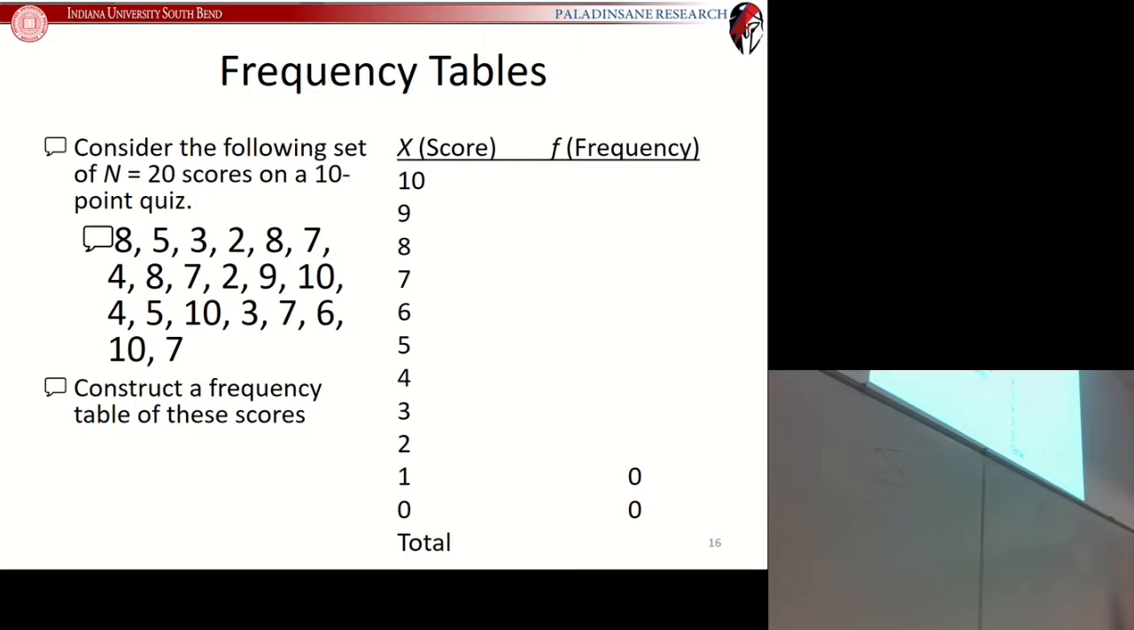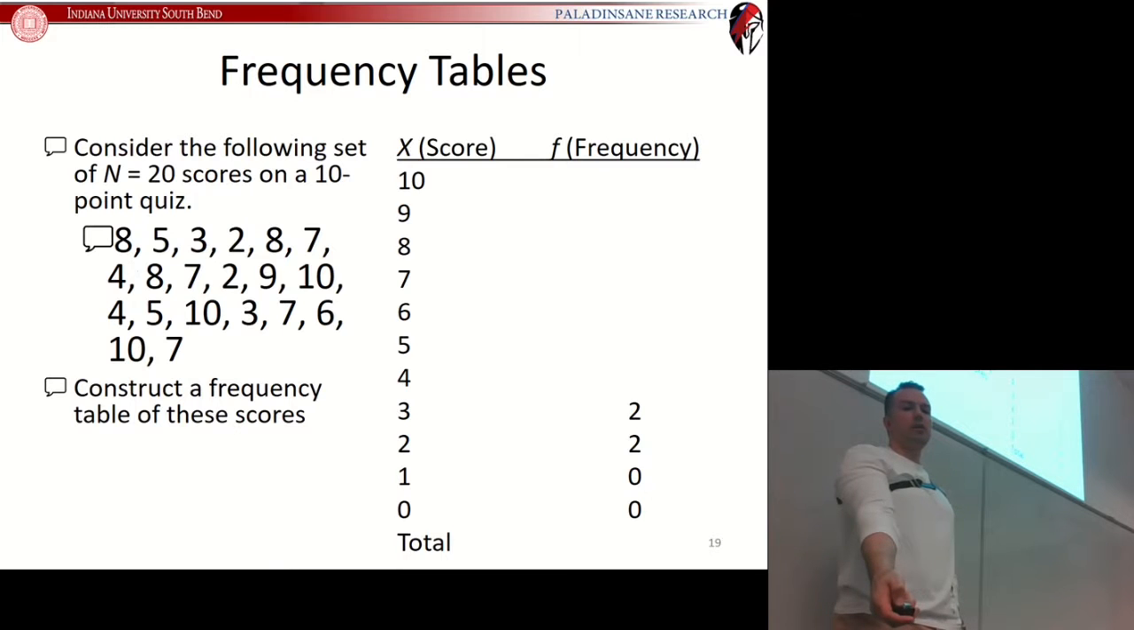We look for 2 out of 10. We got one individual right there. We got a second individual right there. Nobody else scored 2 out of 10. So the frequency for a score of 2 out of 10 is 2. 2 people scored 2 out of 10. We do the same thing for 3 out of 10. We got 2 people that scored 3 out of 10. So for the possible score of 3 out of 10, we put in a frequency of 2. And we continue building as we go through each of the possible scores.